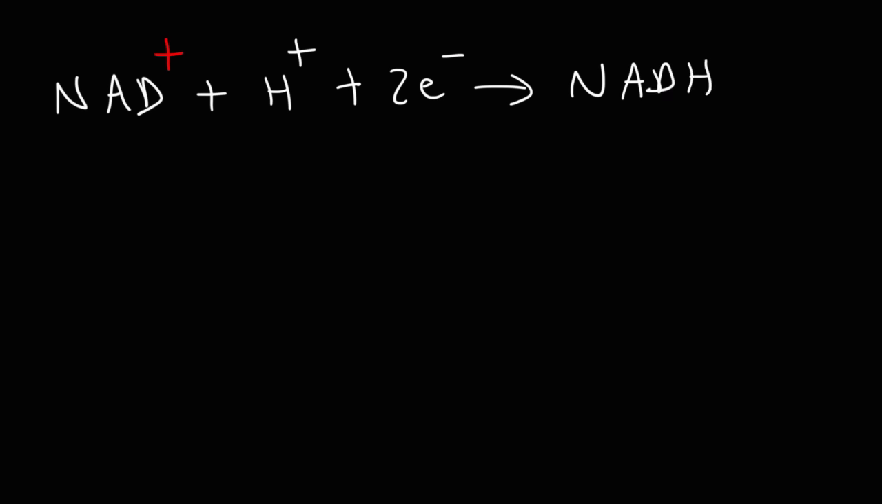Number 12. Which of the following produces the greatest number of NADH molecules during aerobic cellular respiration? Is it glycolysis, pyruvate oxidation, Krebs cycle, electron transport chain, or oxidative phosphorylation? What would you say? In glycolysis, two NADH molecules are produced. In pyruvate oxidation, two NADH molecules are also produced. But in the Krebs cycle, six NADH molecules are produced.